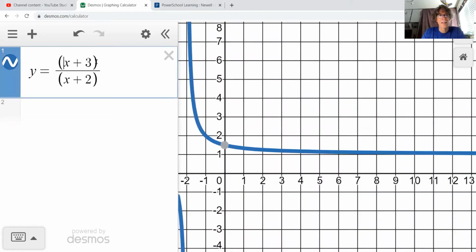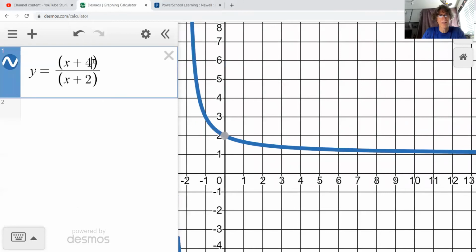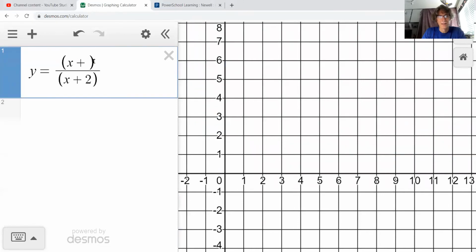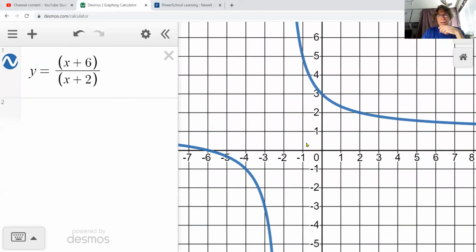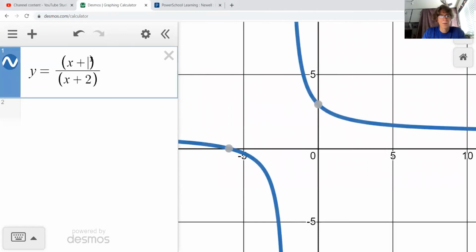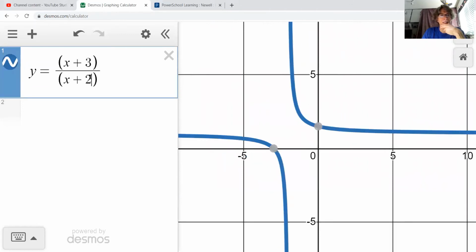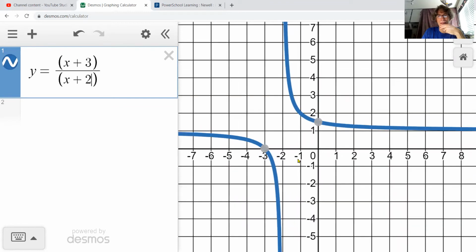Okay, let's just take that back. And I can change this other number, it doesn't matter. x plus 4, x plus 5, x plus 6. Oops, I can't see the whole graph. But watch this, I'm going to do something really weird here. Okay, x plus 3. Let's change the bottom. Okay, wait for it. What if I change the top?